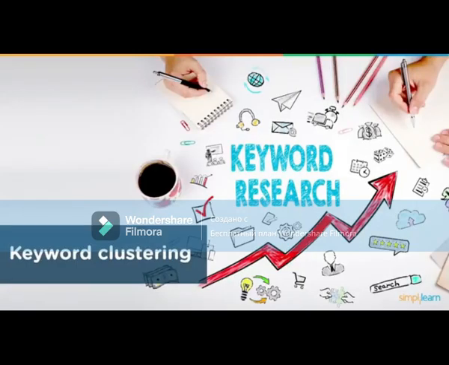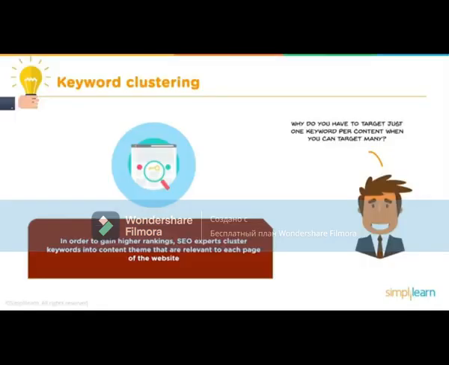Let's talk about keyword clustering now. So the whole idea about keyword clustering is to really take advantage of the keywords that we're optimizing for to gain higher ranking. So if we can cluster keywords together in a theme, and that theme of keywords is relevant to a specific page of a website, then we have a better opportunity to rank. So in other words, why do we have to target just one keyword when we can target many? So keep in mind, LSI keywords. We want to group a bunch of keywords together that are similar for content.